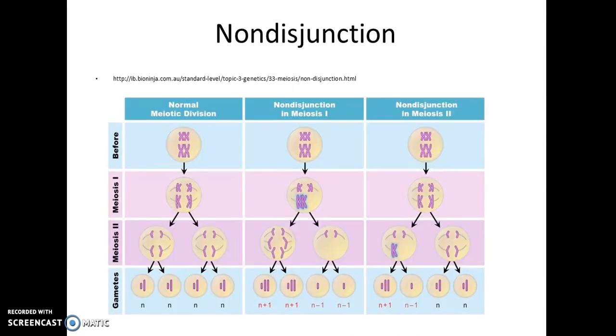And here's some examples of how non-disjunction can occur. This is normal. This is when you have problems. So for here, 2 chromosomes move over to this side, and we get 100% of the gametes here affected. Whereas over here, if it happens in meiosis 2, only 50% of the gametes will be affected. Might want to draw these too. Pause it.